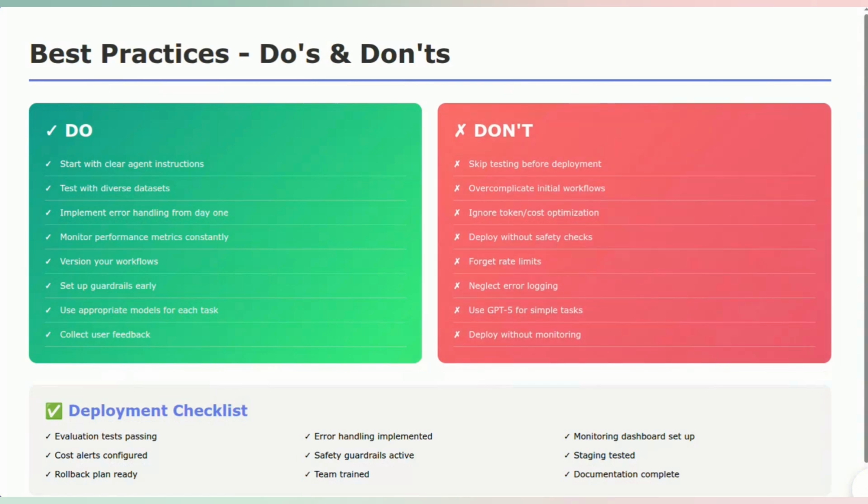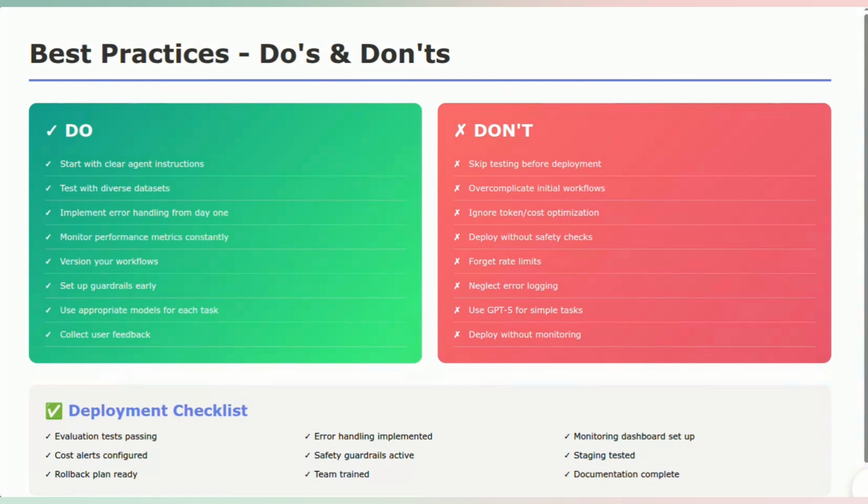Before you start building, let me give you the do's and don'ts based on what I've learned. Do start with clear agent instructions. Do test with diverse datasets. Do implement error handling from day one. Do monitor performance metrics constantly. Do version your workflows. You will need to roll back at some point. Do set up guardrails early, not later. Do use appropriate models for each task. And do collect user feedback.